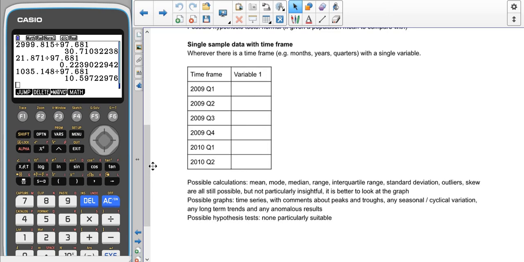So something that's probably going to be more useful is making a time series graph and then looking and commenting on the peaks and thoughts about what's happened there, if we've got any seasonal or cyclic variation, if we've got any long-term trends of the data, or if we've got any anomalous results that we can see there. There's nothing particular that we would test with data that has a time factor to it, just because it's usually that we are looking at what has happened over that time frame rather than the average over that time frame.